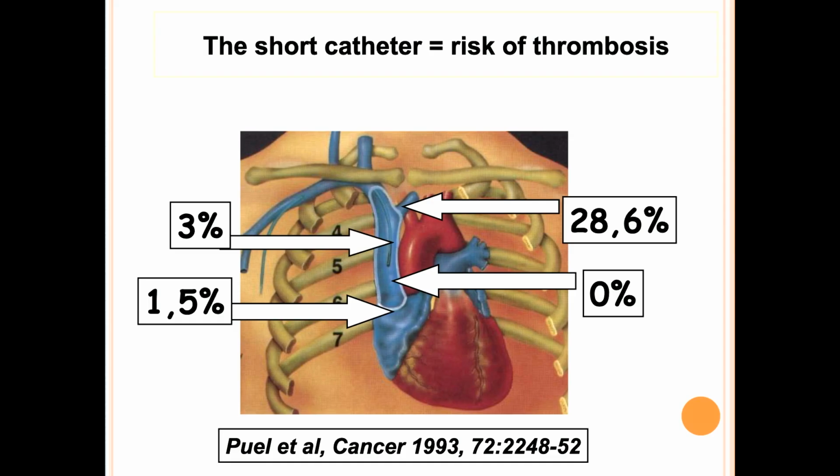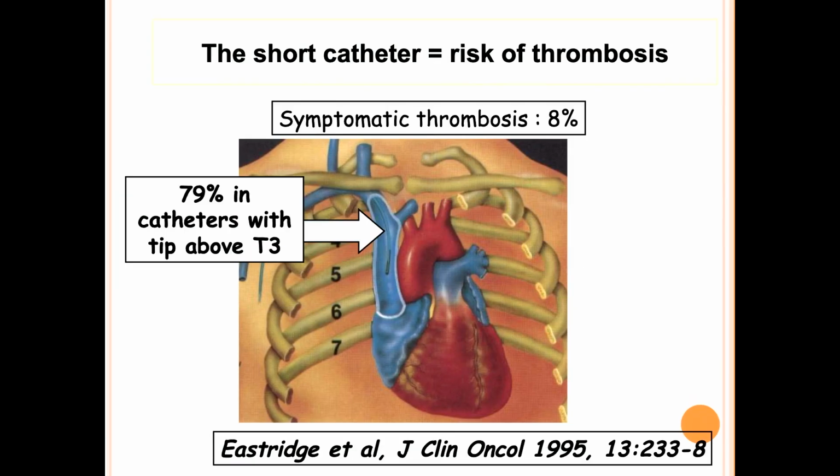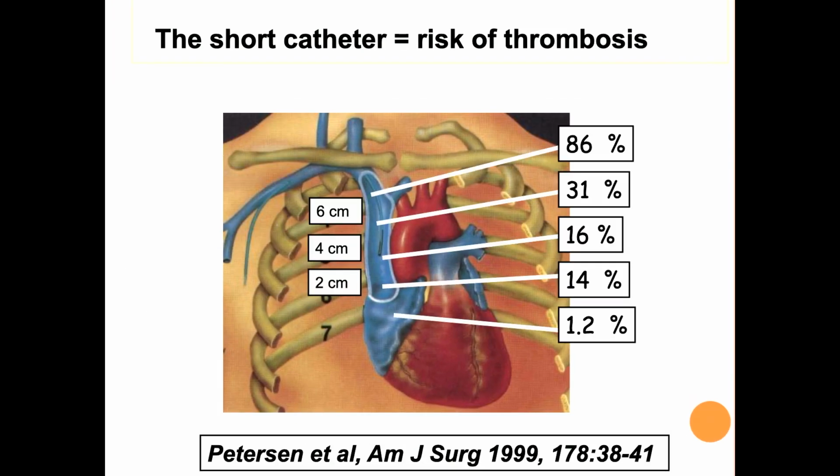This is Puel, so it shows as the catheter gets up near the junction of the brachiocephalic, the rate of DVT goes up to about 28%. In this paper, it's 79%. And then you can see in this one, this is good, I like this, like 86% deep vein thrombosis, and it's silent. A lot of times, the problem is it's silent. And then the patient comes in later with this superior vena cava syndrome or that kind of stuff.